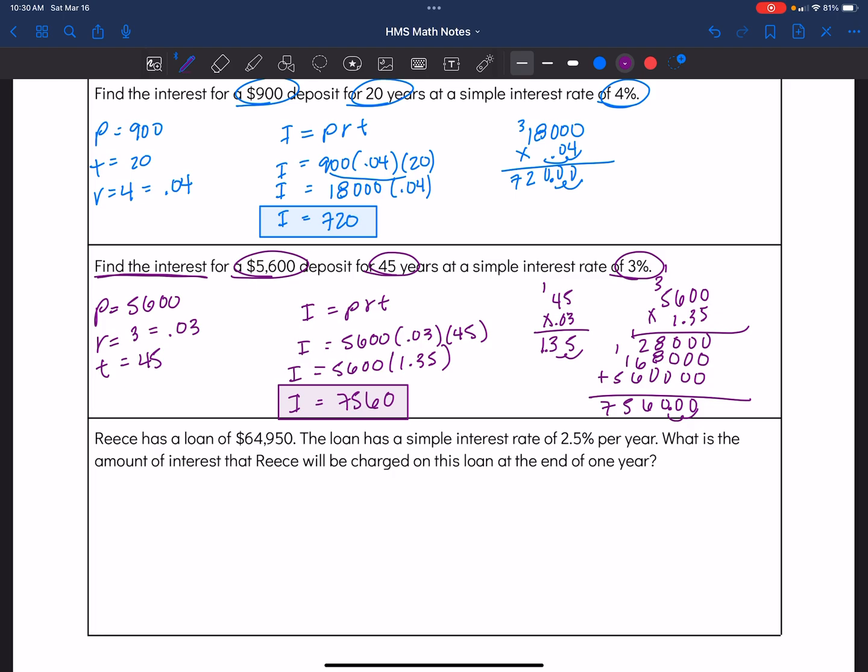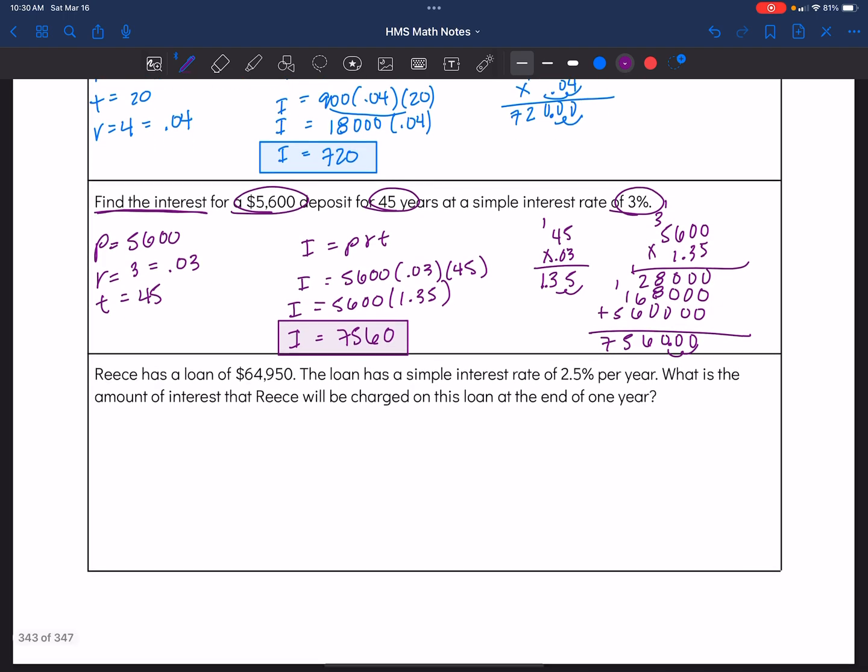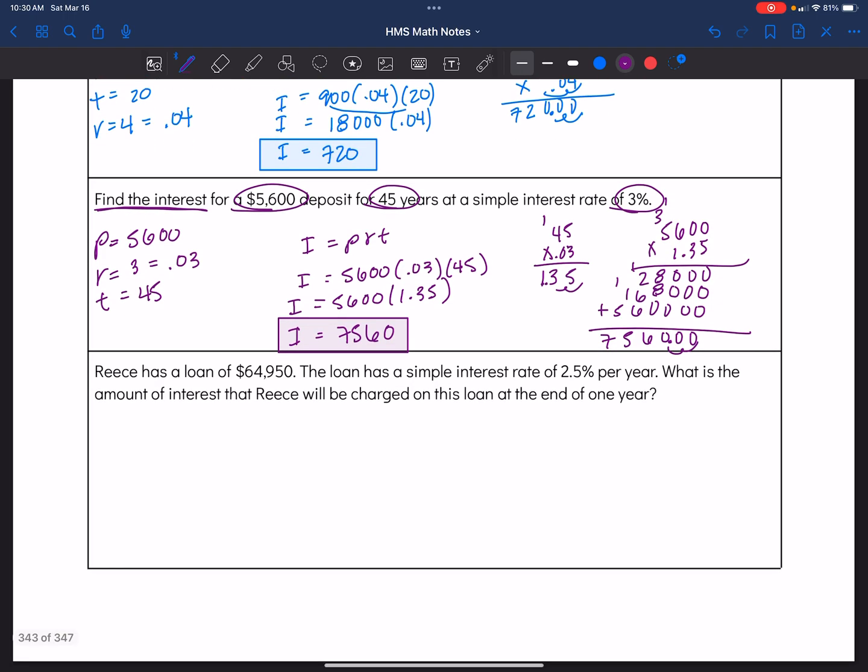Okay. Let's look at the next question. Reese has a loan of $64,950. So that's my principal, right? Let's make sure we're writing out the right number. 950. The loan has a simple interest rate of 2.5%. So my rate is 2.5%, which is 0.025. What is the amount of interest?